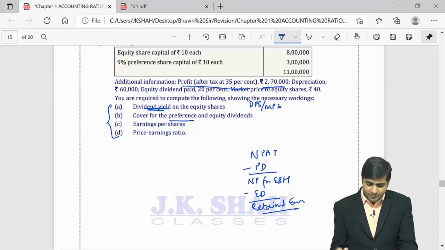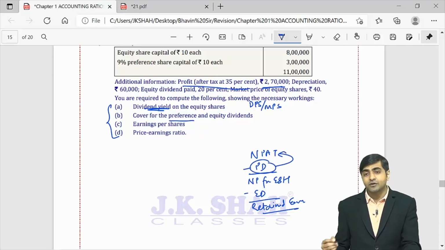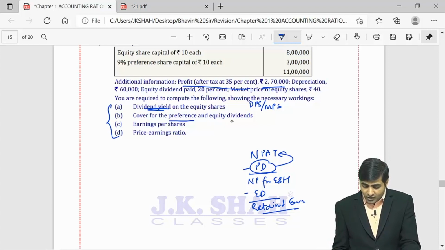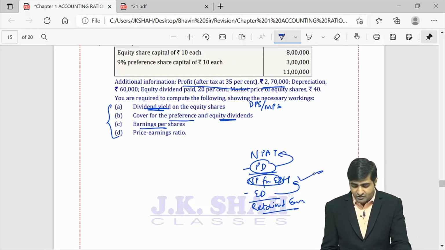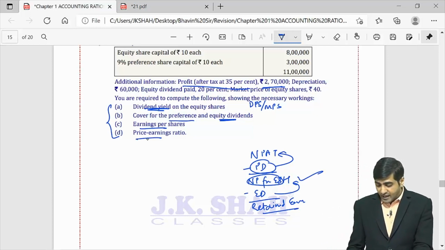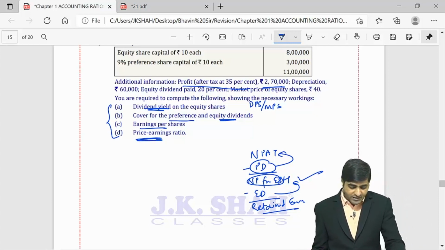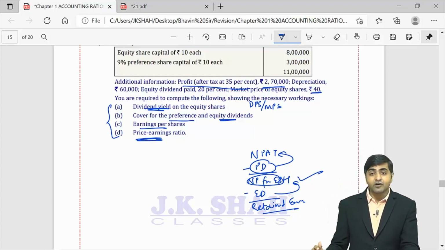What is the cover for preference dividend? Your preference dividend is always paid from your NPAT. So we have to take NPAT upon preference dividend. What is the cover for equity dividend? So we have to take net profit for equity shareholders, divided by equity dividend. Then we have earnings per share, which is net profit for equity shareholders divided by number of equity shares. And guys, P/E ratio is MPS upon EPS, and the MPS is available as 40 rupees.